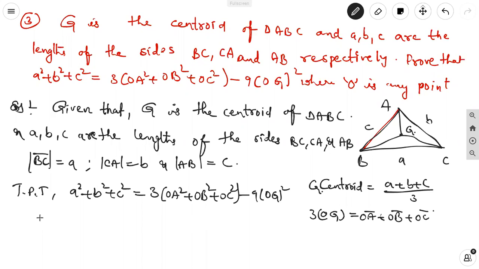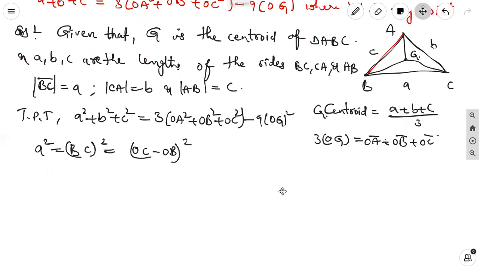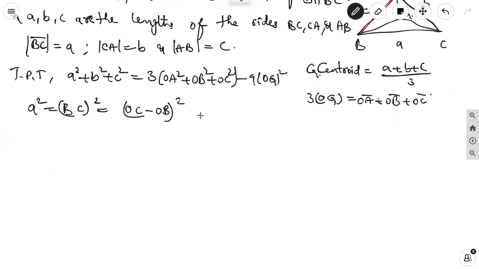Okay. Here a square is nothing but BC square. BC square is nothing but (OC minus OB) whole square. In the form (a minus b) whole square, it is OC square plus OB square minus 2 into OC into OB. Here OC square plus OB square, we don't know the value. Why? Because we have only lengths.